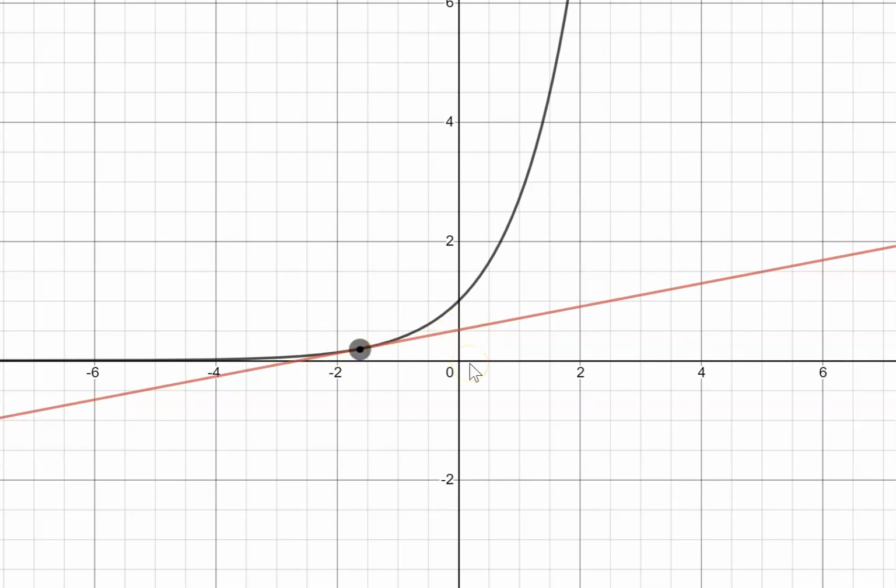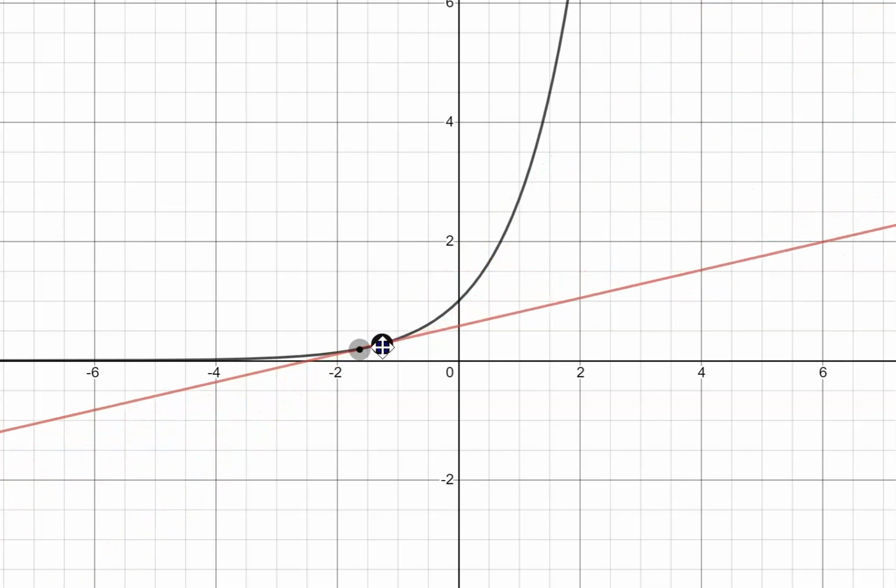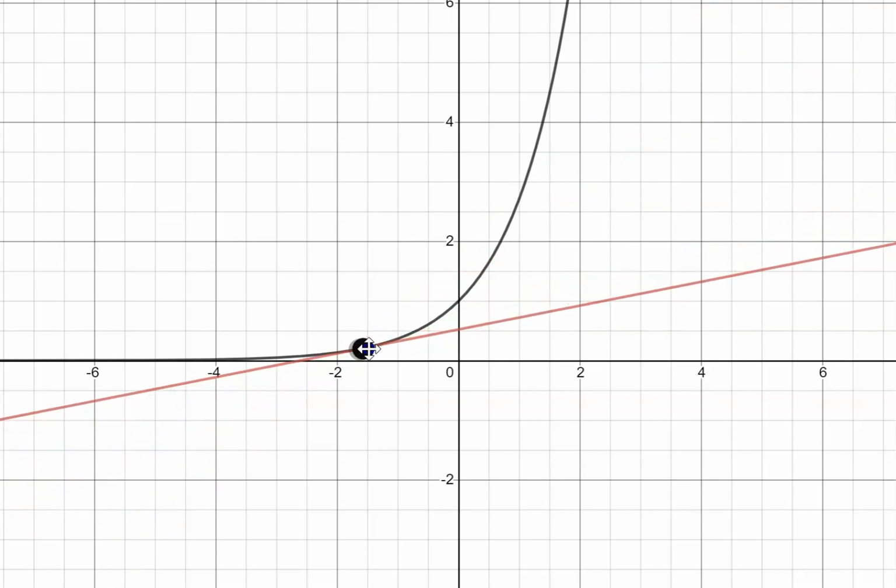So this is what we're talking about here. This is where we're taking this secant line and we are moving 2 points closer and closer till that distance gets smaller and smaller and smaller, and then we're able to actually see what's going on and create this tangent.